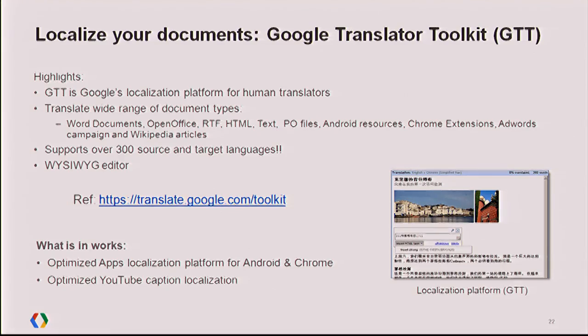It essentially supports a wide variety of document types. To name a few, you can get your Word documents, your open office files, your rich text file formats, your HTML, text files, PO files, Android resources, Chrome extensions, and AdWords campaigns, Wikipedia articles. So again, a slew of stuff that you can essentially localize using the tool.